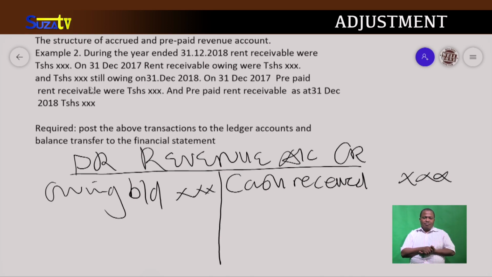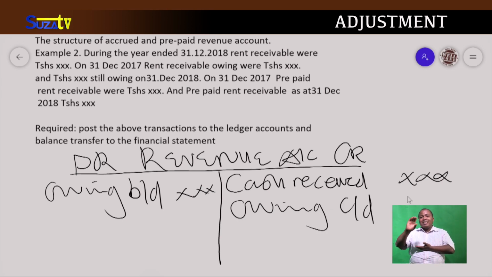And the Tanzania shillings X is still owing on 31st December 2018. This is a current year's owing. All current year owing should be added to the cash. You put it on the credit side. You say that owing CD, it means current year's owing.